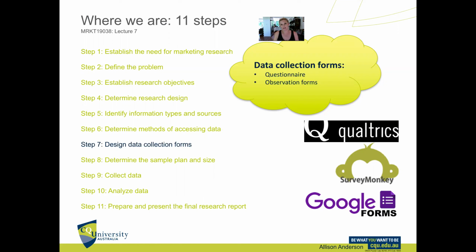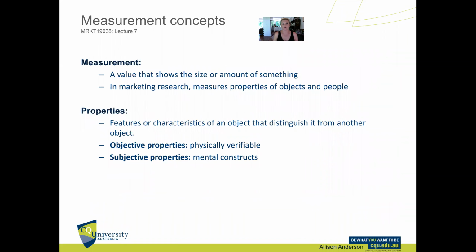But on the other hand, it's really important for you to understand all the different types of measurement and question styles available to you in a questionnaire, so you can actually do a good job of coming up with the best ones to answer the research objectives you have. Okay, so what is measurement? Measurement is a value that shows the size or amount of something. It's pretty self-explanatory. In marketing research, it measures properties of objects and people.